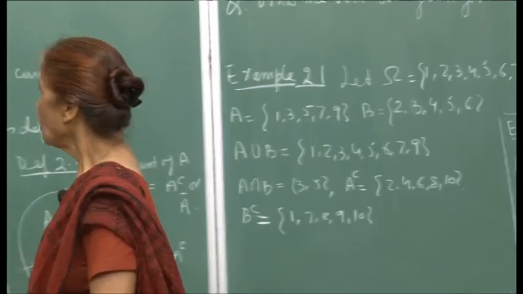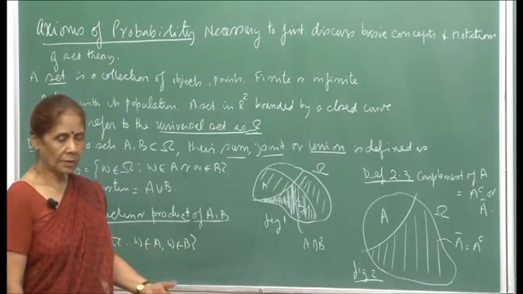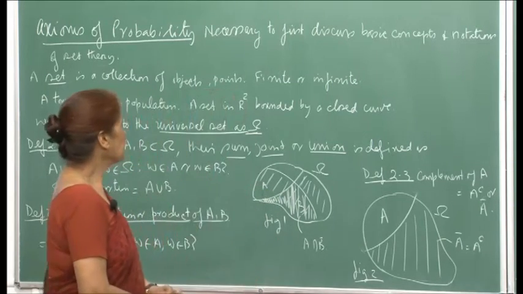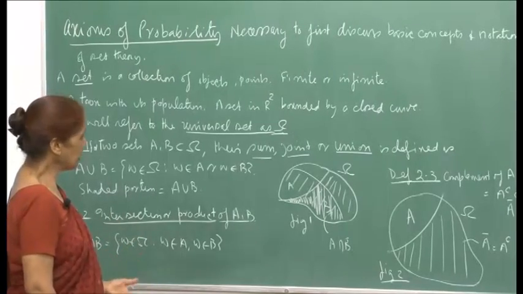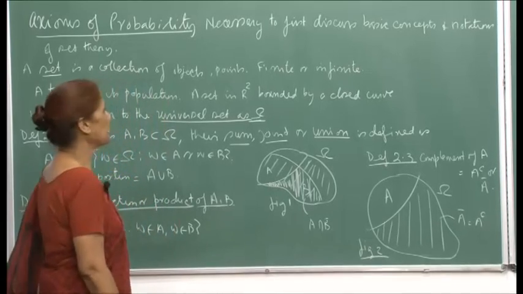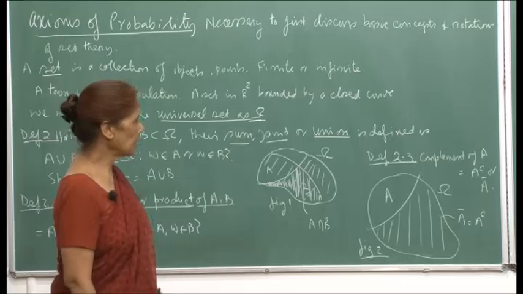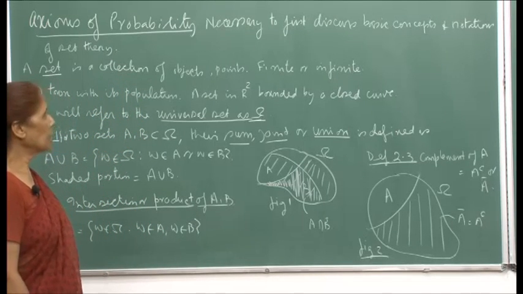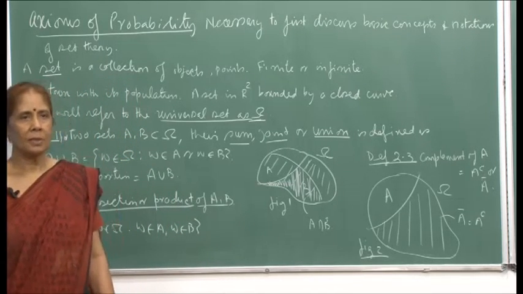So today I'll talk about axioms of probability. I start talking to you about developing the theory of probability, and to begin with, it's very necessary to discuss basic concepts and notations of set theory. So I'll begin with the concepts of set theory and give you some notations, and after that it will be possible to define the axioms and then build the probability theory based on these axioms.